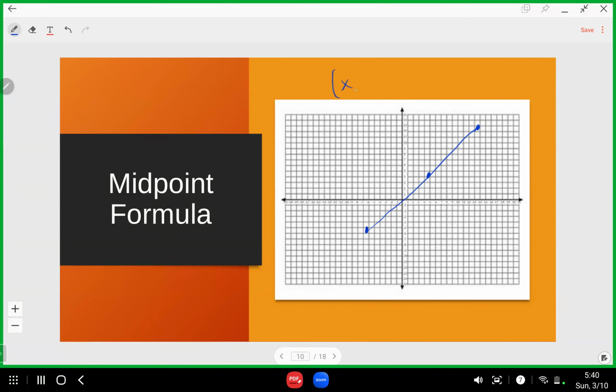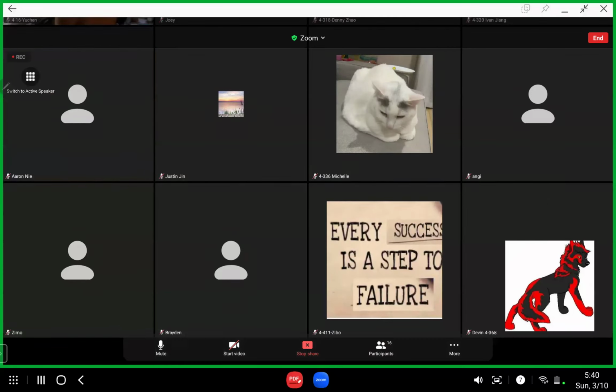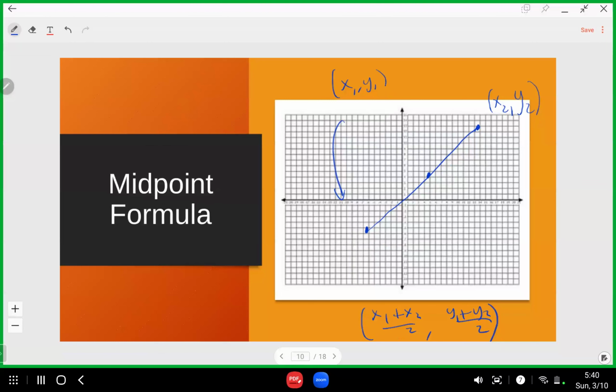If we have x1 and y1, here we have x2, y2 here. How do we find the middle of these coordinates? Well, you just add them up and divide them by 2. So it's very self-explanatory here. x1 plus x2 over 2. And then you have y1 plus y2 over 2 to get the midpoint. Okay, and that gives you the coordinate. Are there any questions? If there are no questions, then we'll continue.